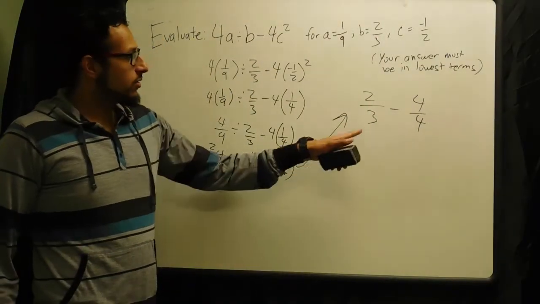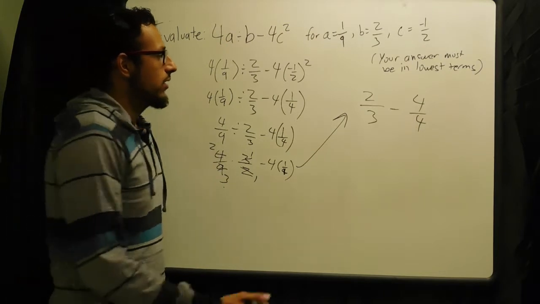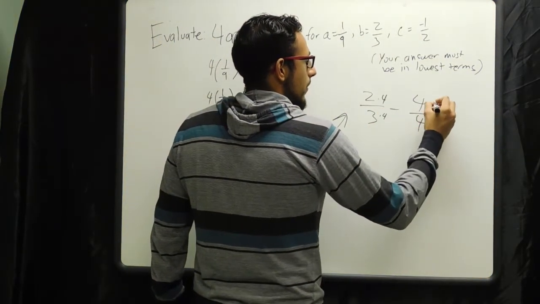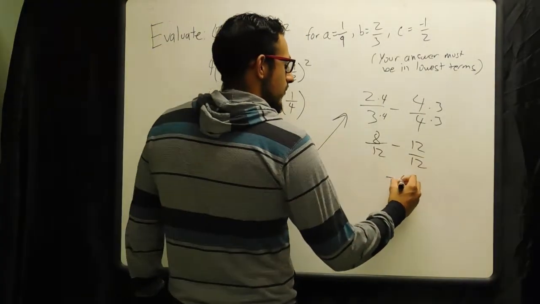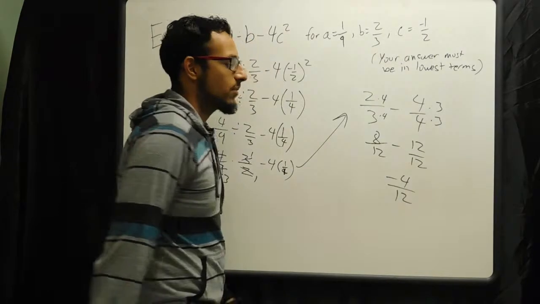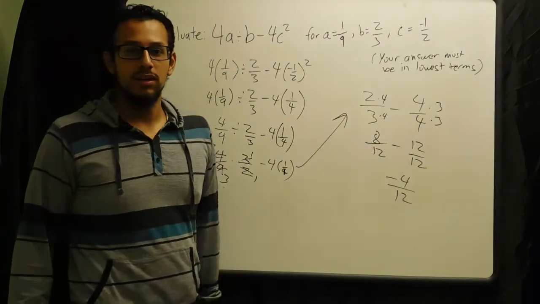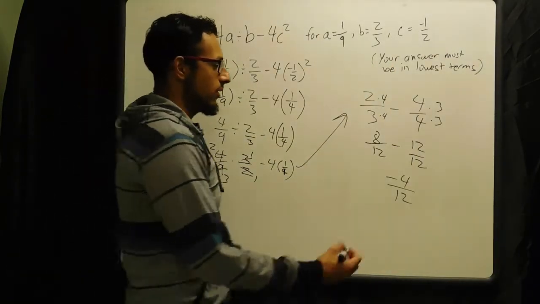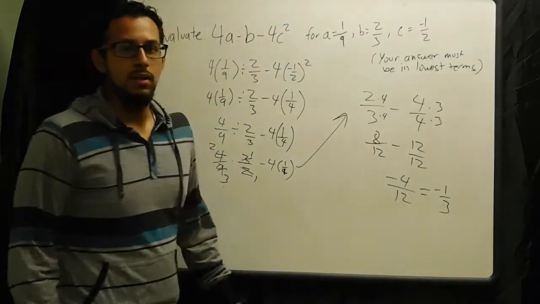So now, to subtract this, we need a common denominator, which is going to be 12. So we're going to multiply this by 4 and this by 3. So 8 minus 12 is -4/12, because when we subtract fractions, since the denominator is the same, we just subtract the numerators. So we want our answers in lowest terms. So -4/12 is -1/3. And that's our answer.